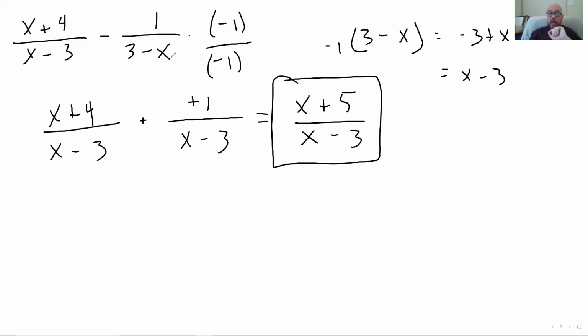So you can introduce an extra factor of -1 to things that are being subtracted in an order that you don't like. X minus 3, I like better than 3 minus x. So I'm going to multiply the 3 minus x by -1. Well, you of course can't just do that. You have to cancel it out with a -1 in the top as well. But there you go. That one's not so bad.